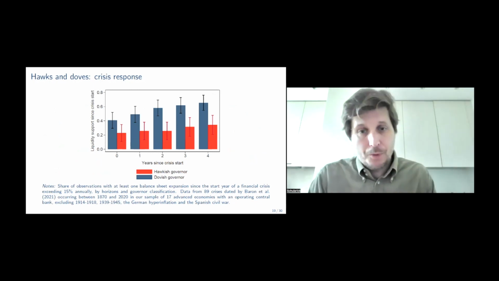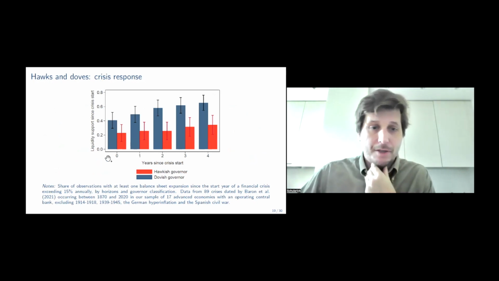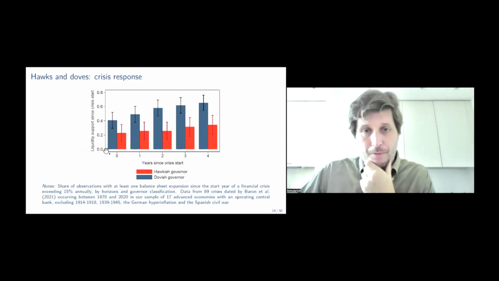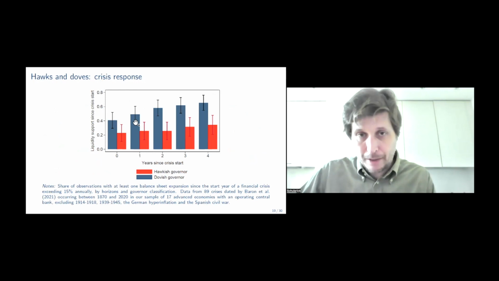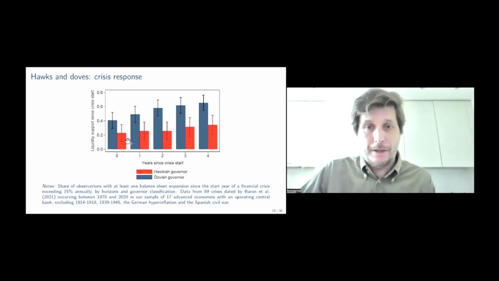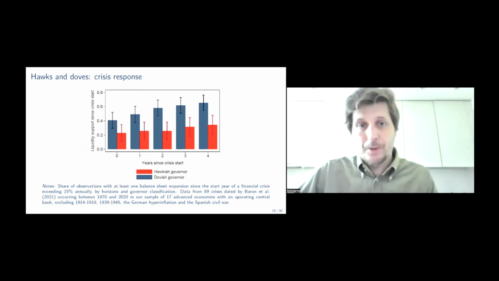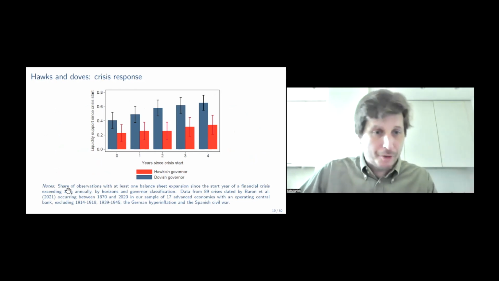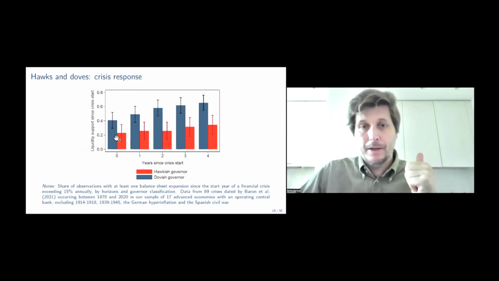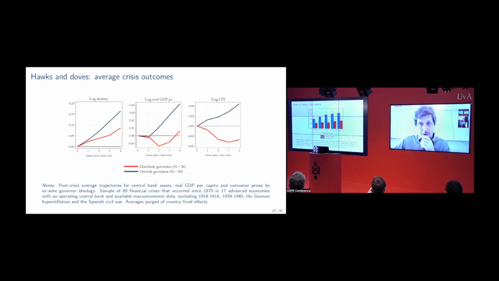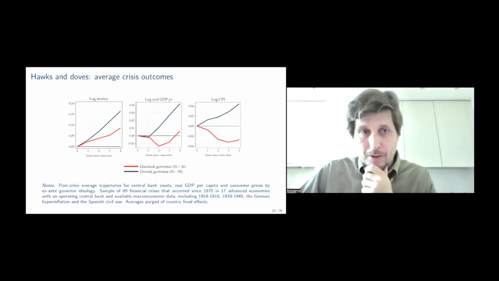Question: does being a hawk or a dove correlate with the crisis response? This is the share of central banks that do balance sheet interventions, and you can see that for the hawks, that's significantly less the case. So conditional on being in a crisis, do you give liquidity support and grow your balance sheet by, I think, at least 15% over that period? Big difference between doves and hawks. Correlates also a little bit with real outcomes, but let me give you this in a second and skip this.